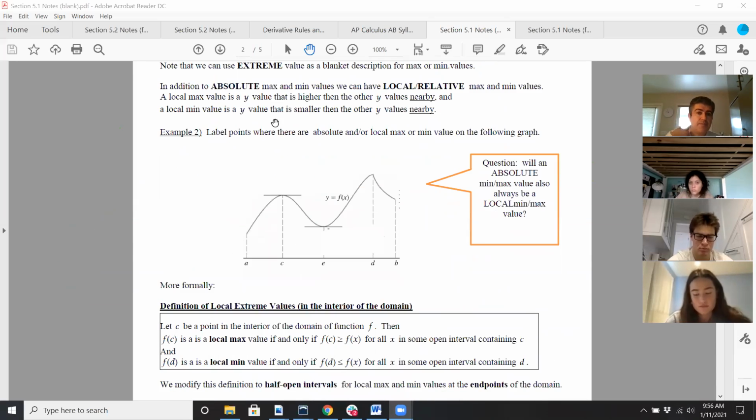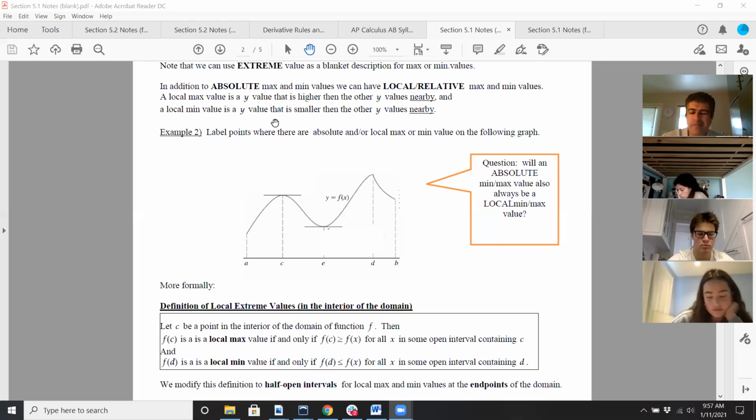So, next page. Note that we can use extreme values as a blanket description for max or min values. What's meant by that is that when we hear the word extreme, you think of highs and lows, right? In addition to absolute maxes and mins, we have something called local or relative maxes and mins. We're going to talk about that heavily on Thursday. Thursday, we're going to have a heavy discussion on local extreme values. Right now we're talking about absolutes.